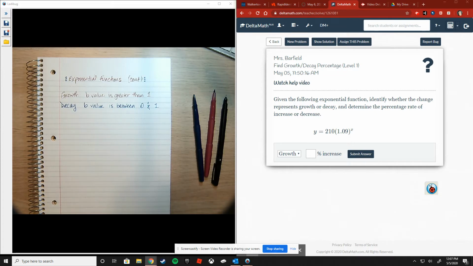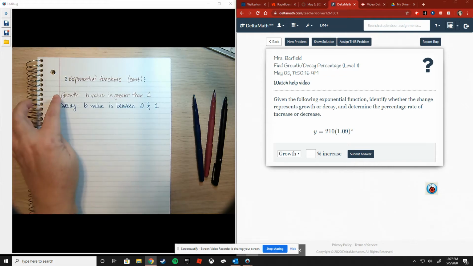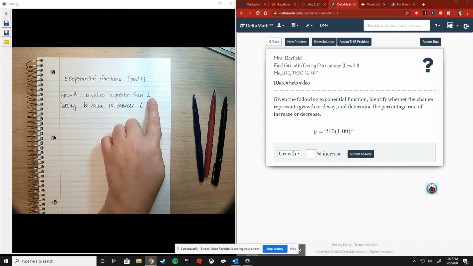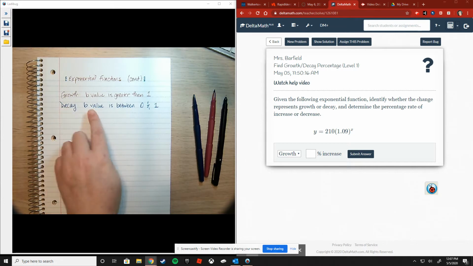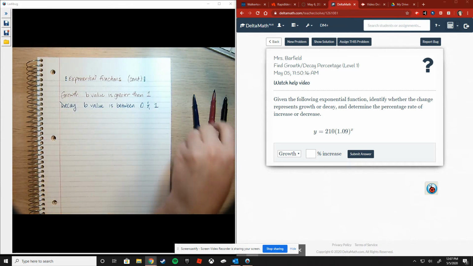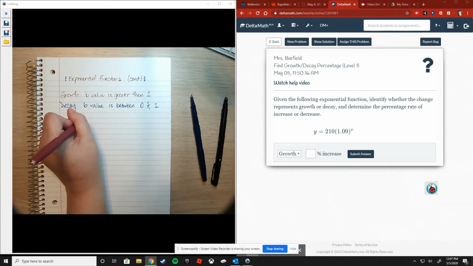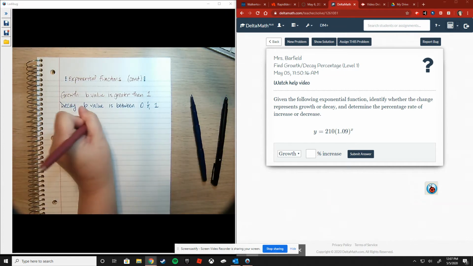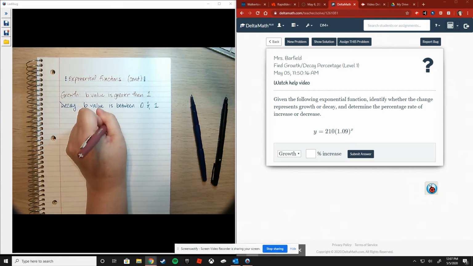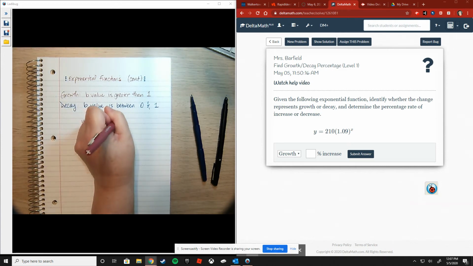All right. So what we need to look at to determine growth or decay is just two simple things. For growth, the B value is greater than 1. If it's decay, the B value is between 0 and 1. So if I take the example that's been given to me in my problem, y equals 210, parentheses 1.09 to the x.